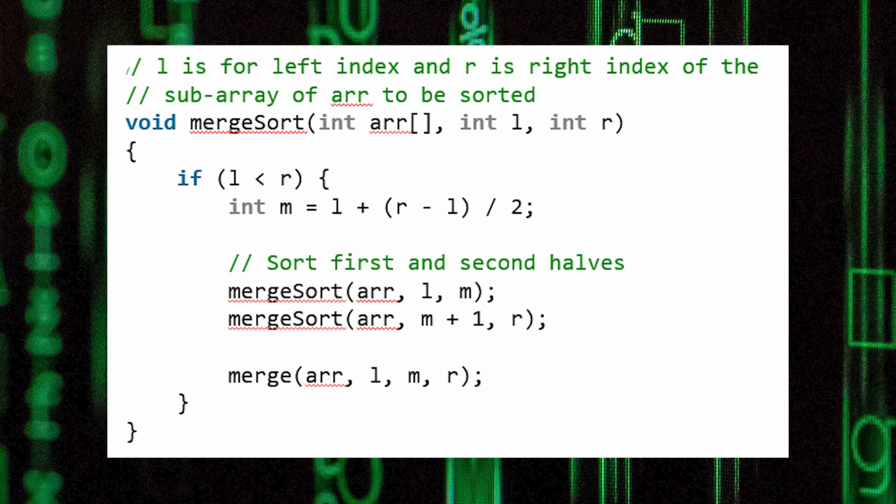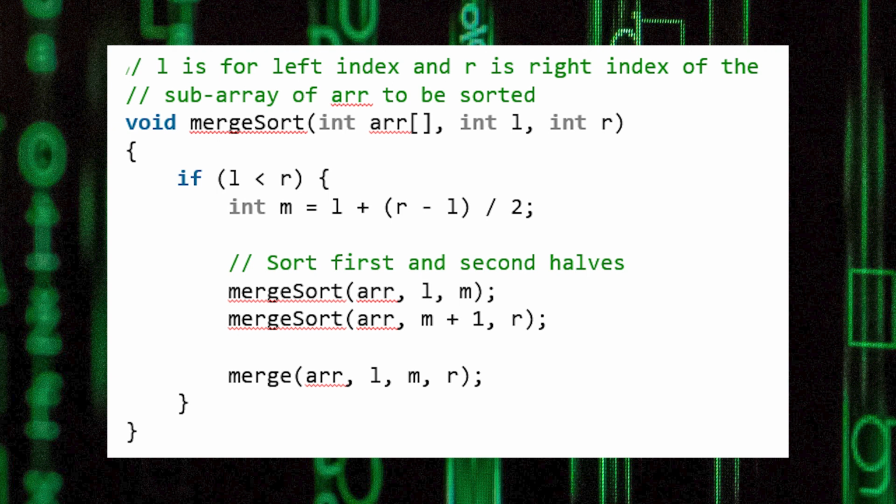Here this is the main program, where the sub arrays are to be sorted. Void merge sort with int array, int l, int r. We compare l with r. If l is less than r, it sorts the first and the second halves. Here when we divide, we call merge sort array l comma m, merge sort array m plus 1 comma r, and then merge array l, m, r.